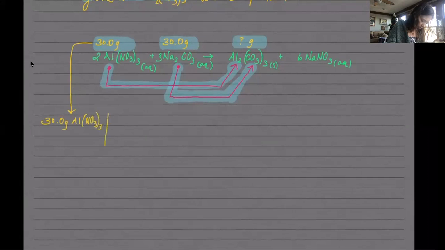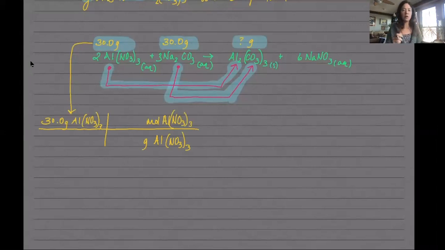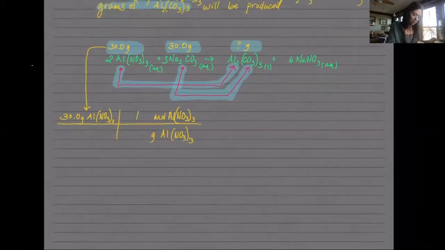What are we going to do first? We're going to convert the grams of aluminum nitrate to moles of aluminum nitrate, all right? Because we need to get from one substance to the other, and we do that using our mole ratio, and we can't use our mole ratio until we have the units of moles. Remember that?